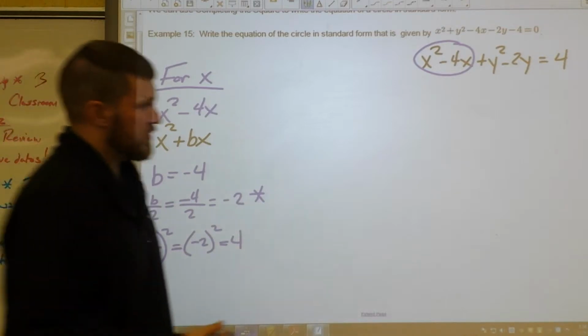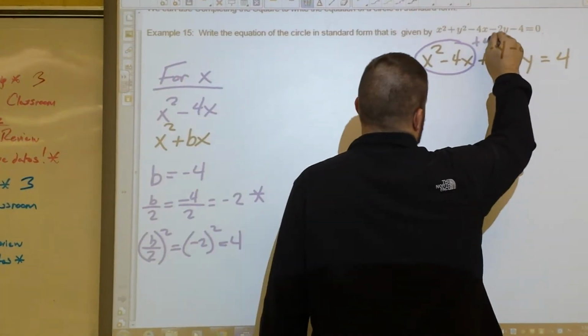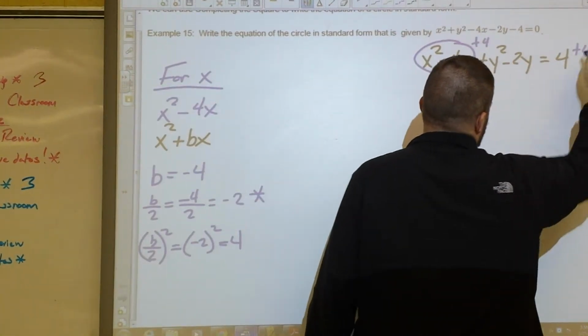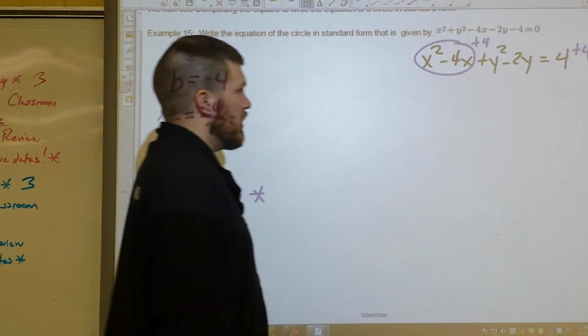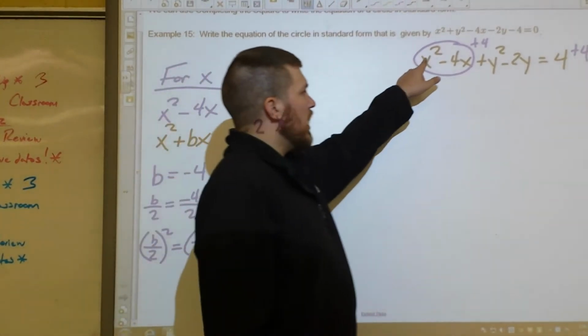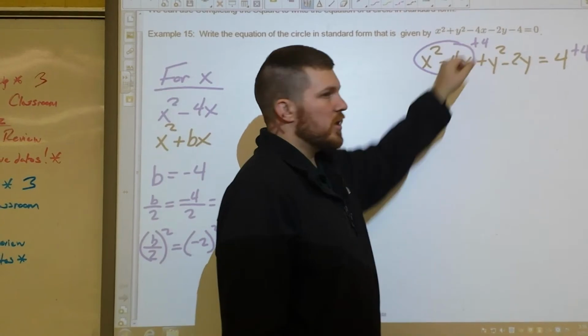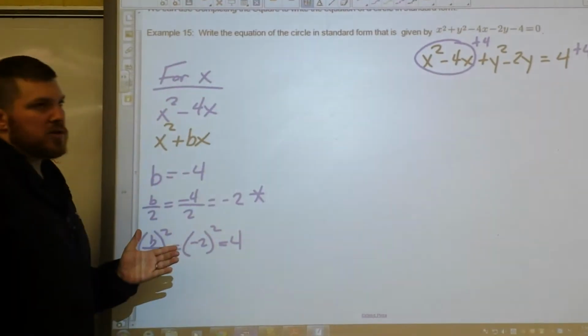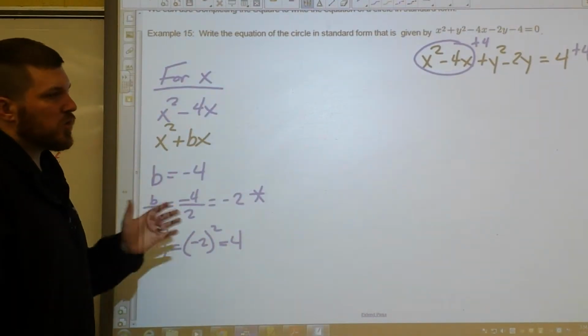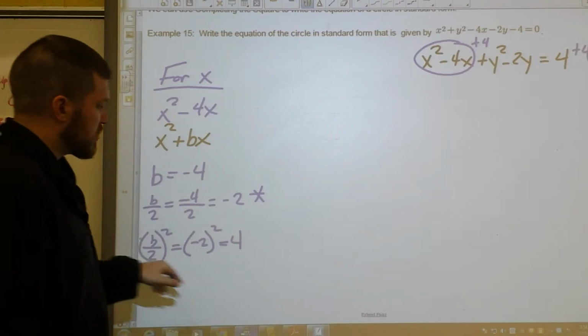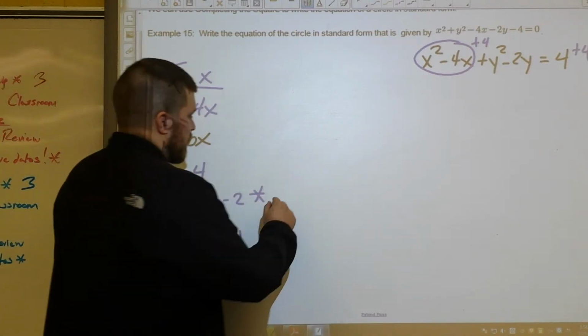You've got to do this, and that must be to both sides. What you do to one side, you do to the other side. So now in blue, I have a perfect square trinomial. And if you remember completing the square, once we have a perfect square trinomial, we can rewrite it as the square of a binomial.